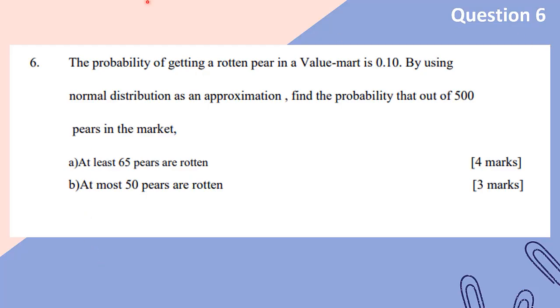Okay, question 6. The probability of getting a rotten pair in a value mat is 0.10. By using a normal distribution as an approximation, find the probability that out of 500 pairs in the market, (a) at least 65 pairs are rotten, (b) at most 50 are rotten. So here we have to do the approximation from binomial to normal.